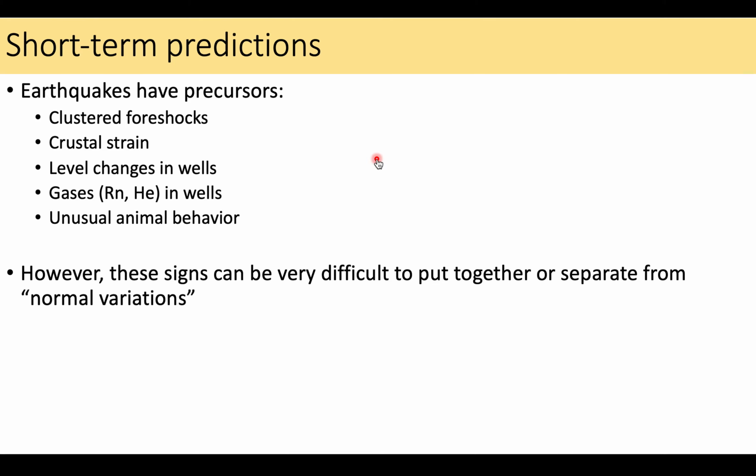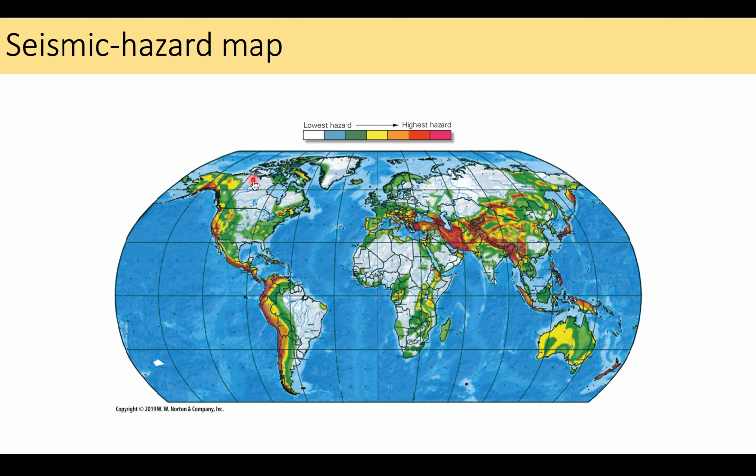Strain in the crust, level changes in wells or gases, new gases in our well water, and also unusual animal behavior. But these signs are very difficult to put together and can be very difficult to separate from just normal variations. So these are not used to predict earthquakes. They're often seen, in hindsight, that earthquake now explains why we saw the level changes in the wells. But not all of these things happen at the same time, so you wouldn't expect to see or notice any of them before the earthquake actually occurred.